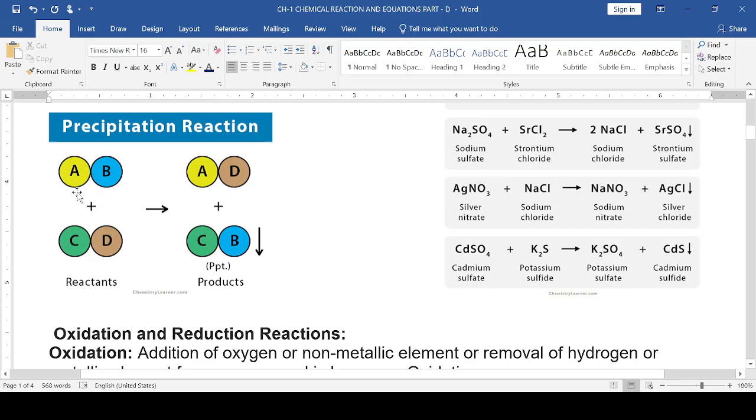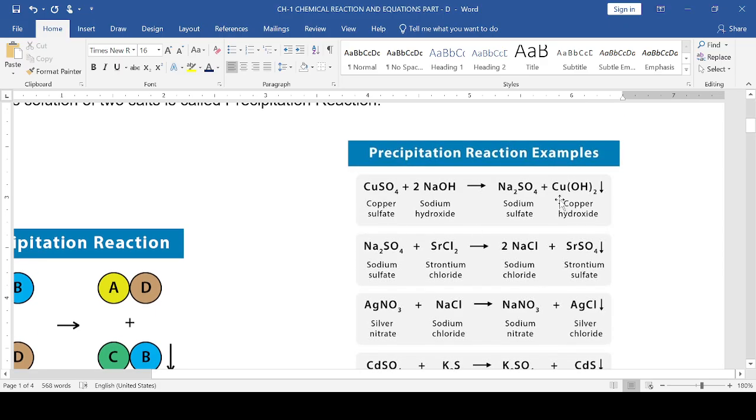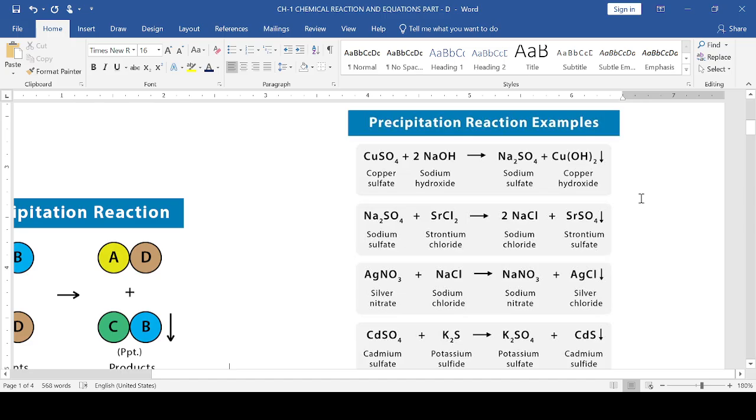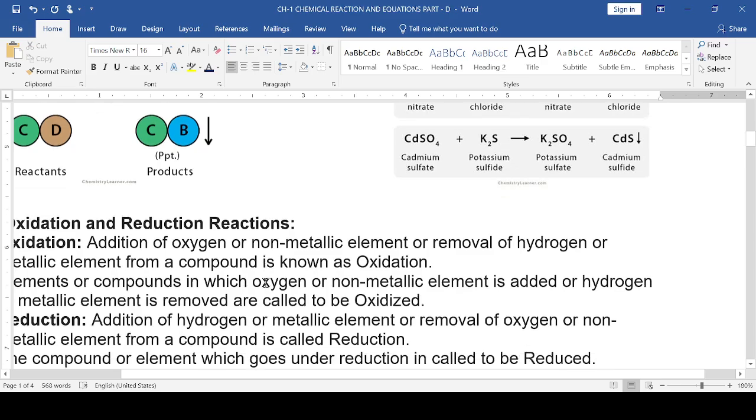Check here symbolically. AB is a compound. It combines with CD, the reactants. After the reaction, A combines with D, and B and C are left over as a precipitate. As I always say, the down arrow symbol plays an important role here in chemistry. The down arrow represents the precipitate. So please go through the examples and remember them so that you can write the description easily. CuSO4 plus 2 NaOH gives Na2SO4 plus Cu(OH)2.